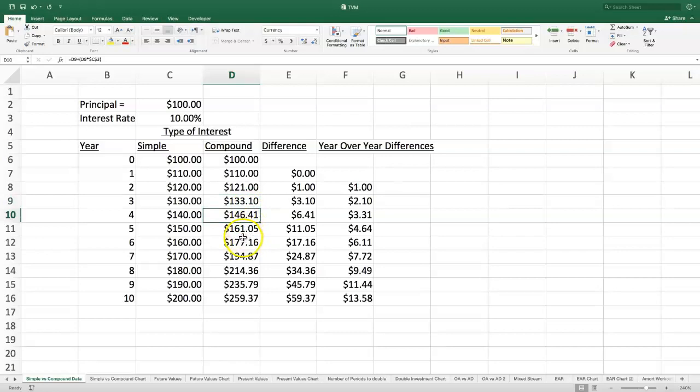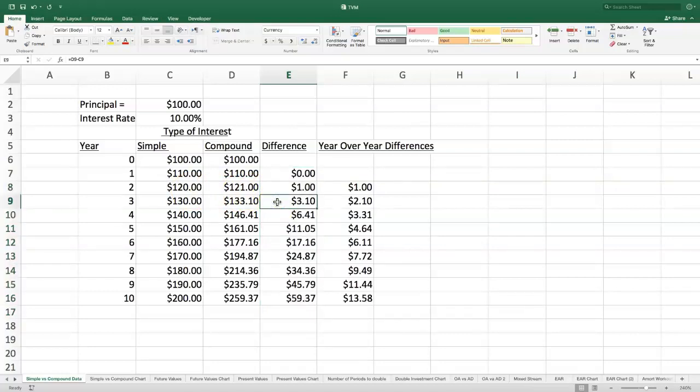And we continue that for each year. And as you'll notice, as we go through time, there's quite a bit of difference showing up between the future values of simple interest and compound interest. So we calculate the differences. In the first year, not any difference. And after 2 years, there was a $1 difference in future values. Compound interest had a future value after 2 years of $121. Simple interest was $120. So it's an interest difference of $1.